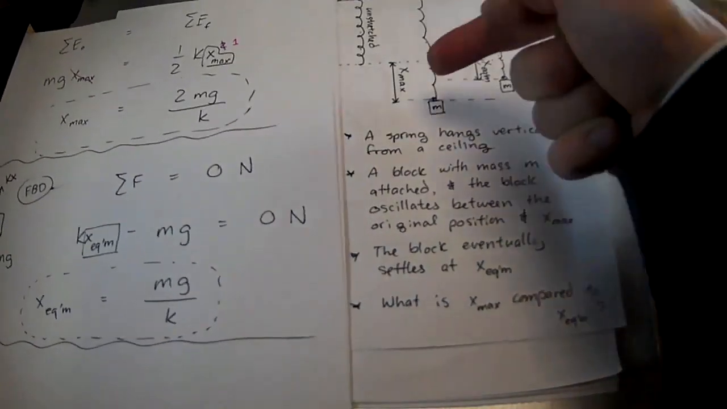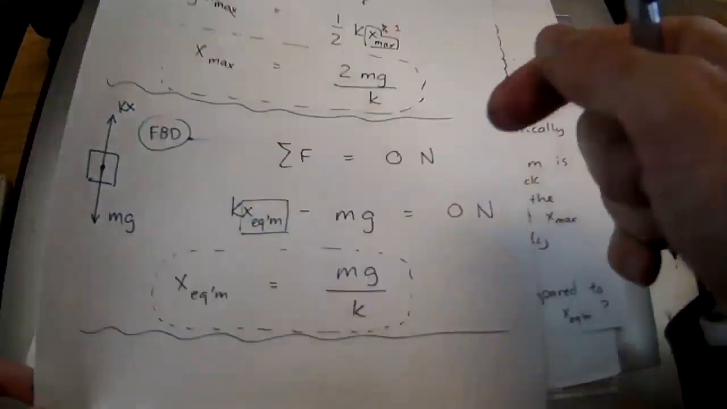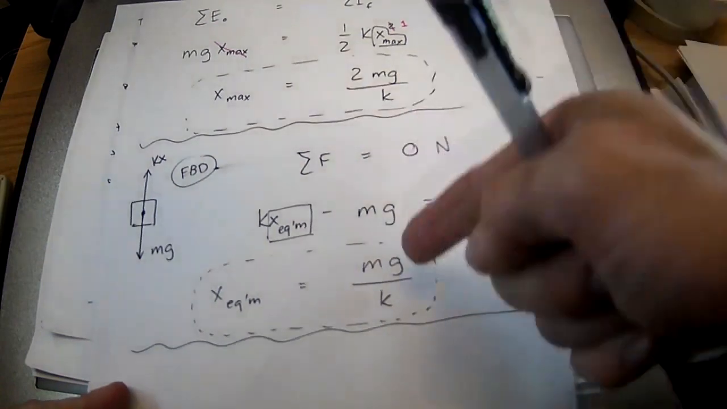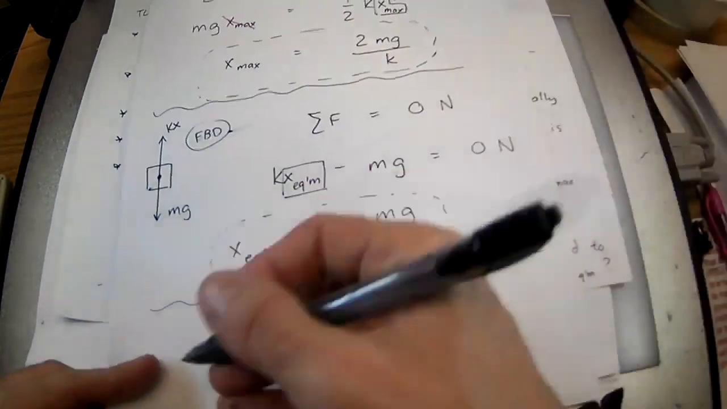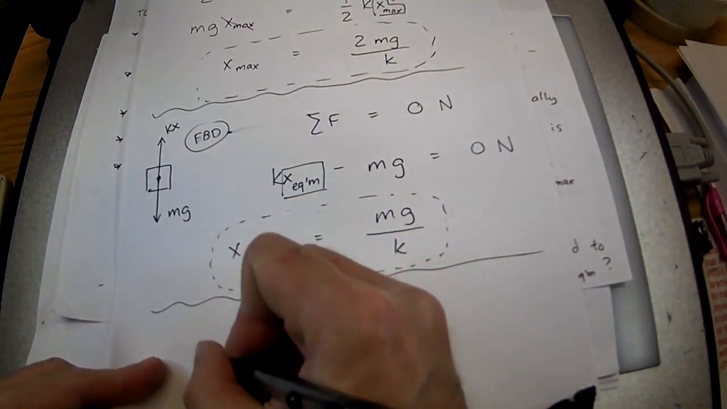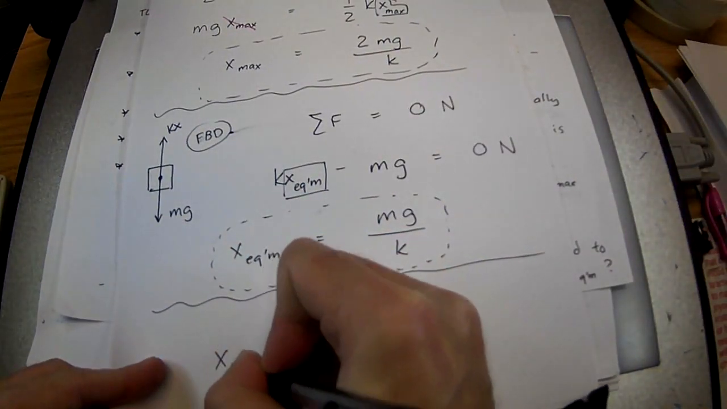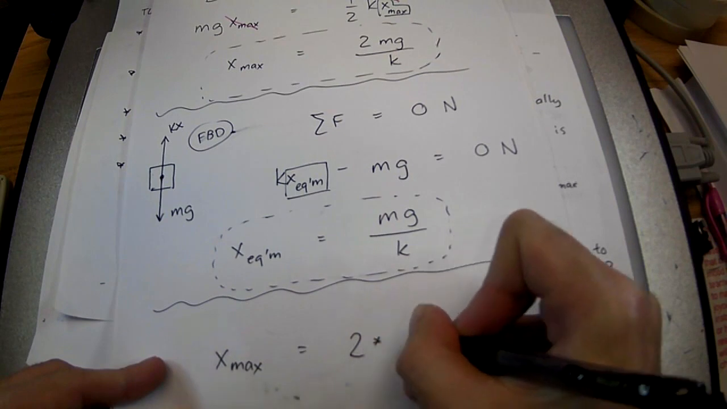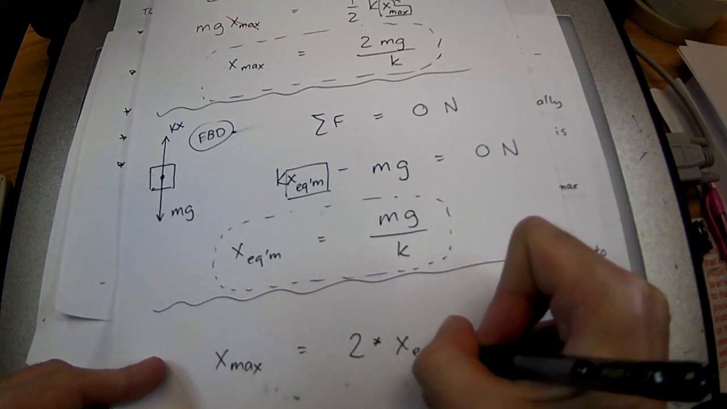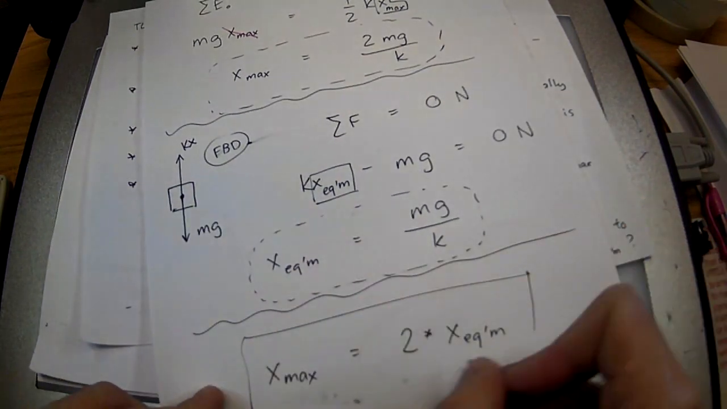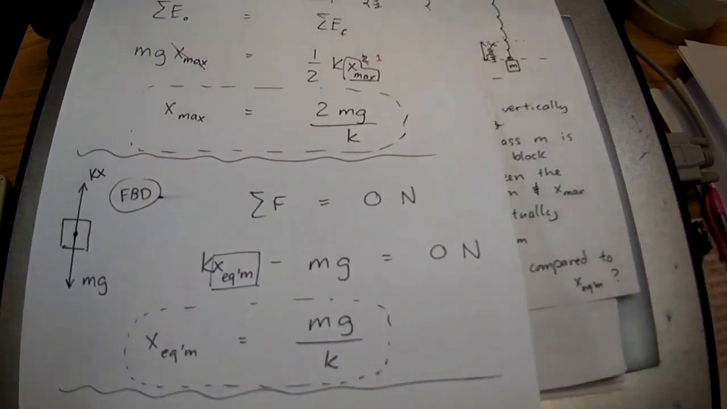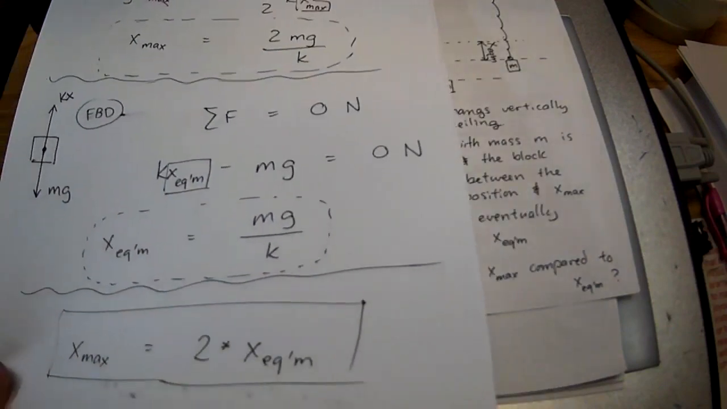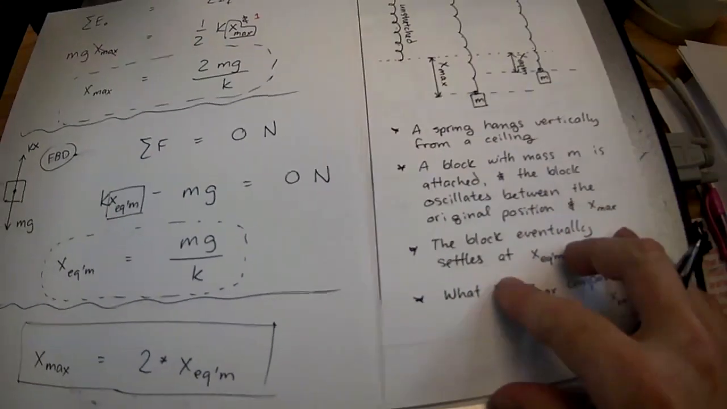What is x max compared to x equilibrium? That's the question. Here's x max, here's x equilibrium. See how it's a 2-to-1 ratio? Because this is a general solution, that's always going to be true. So x max is equal to 2 times x equilibrium. And that is the answer to that question. Good tidbit to know that could totally pop up on the AP exam or something like that.